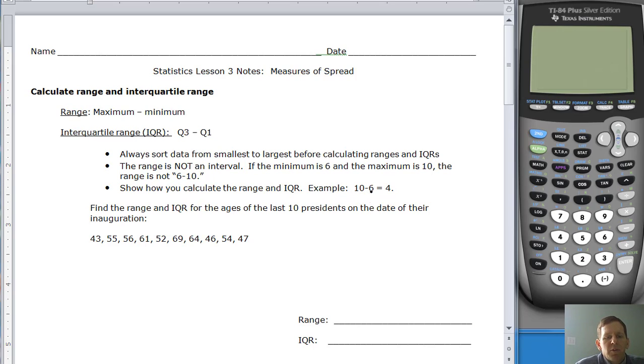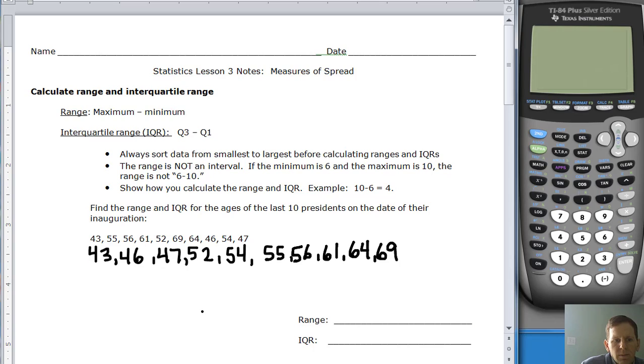So for example, if you're subtracting the numbers 10 and 6 to get the range, you would write 10 minus 6 equals 4. So we have this list of numbers here, and we're asked to find the range and IQR for this list of numbers. I would first strongly encourage you to put these numbers in numerical order, so that's what we did first. Once you have the numbers in numerical order, I like to find the median first, which is sort of the middle of this group of numbers.